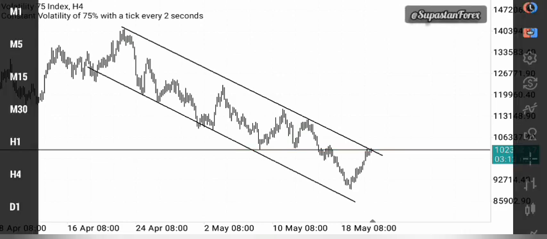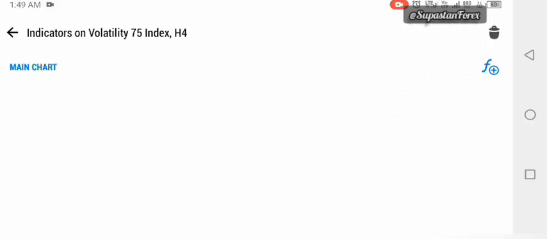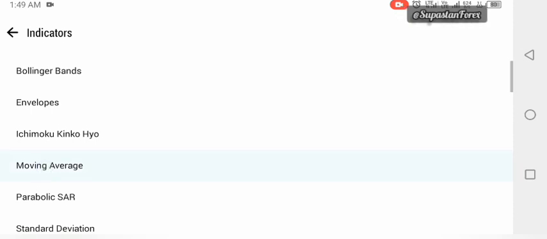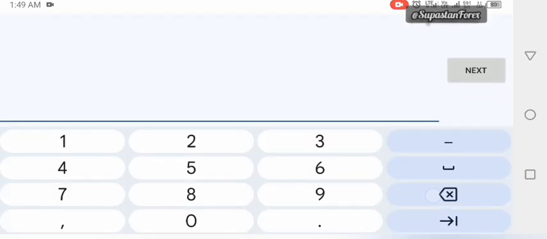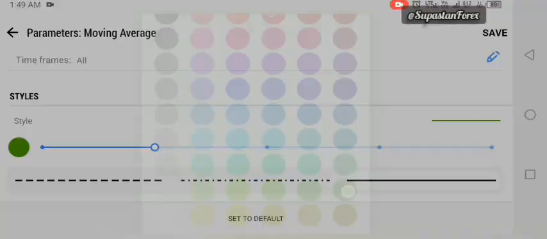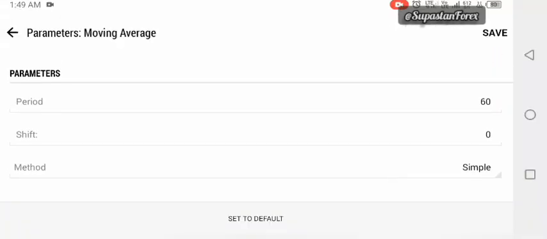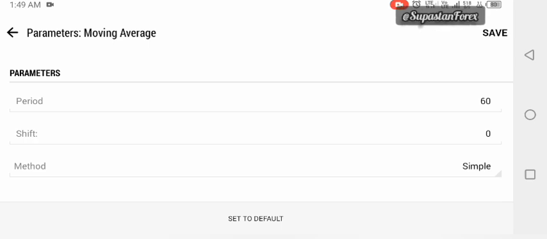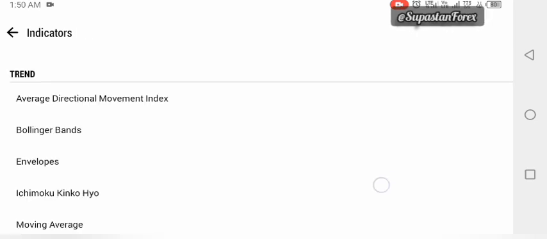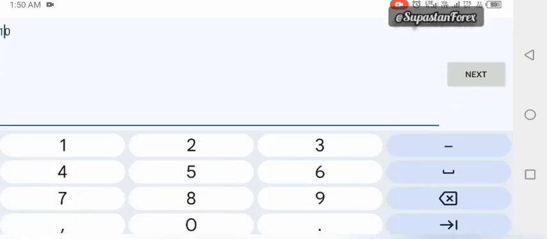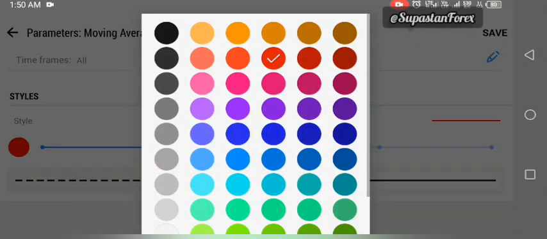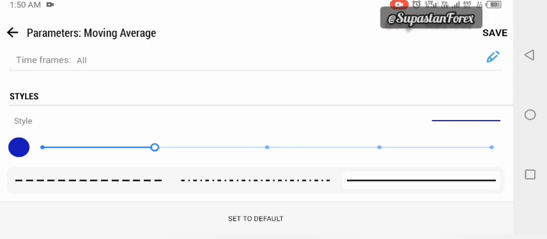So what do we do? We go to our indicators. On the left hand side, you can see indicators, move to moving average, tap moving average. You tap your moving average, you give it period 60. Next, the color should be green. Okay, green color. And then if you check, you'll see that the shift is 0, method is simple. Save. Now we'll go back again to click the F symbol on the right hand side, move to moving average again. This time around we're going to add period 15. Okay, next, the color we can use blue. Let's use blue. Then we click on save.